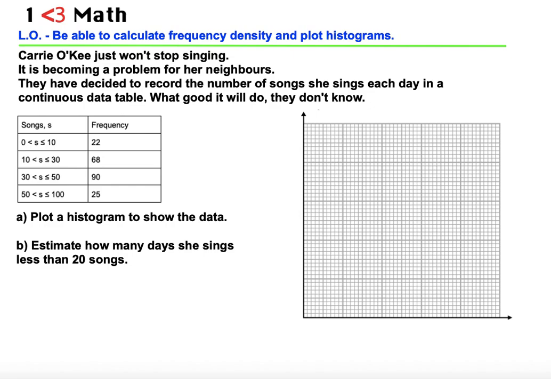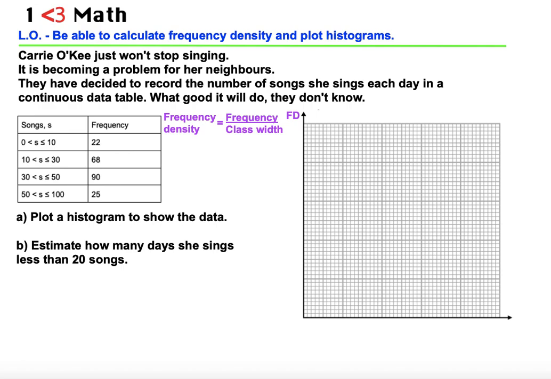So, the crucial thing regarding histograms is the frequency density. And the frequency density is the frequency divided by the class width. And the frequency density is plotted on the y-axis. So we need to calculate the frequency density so that we can plot our histogram.